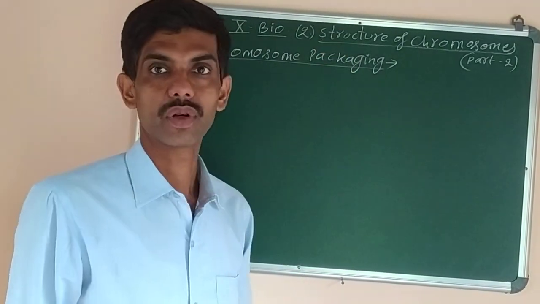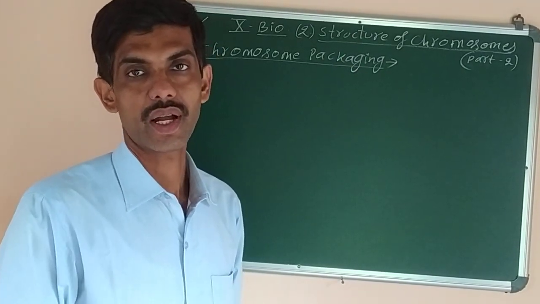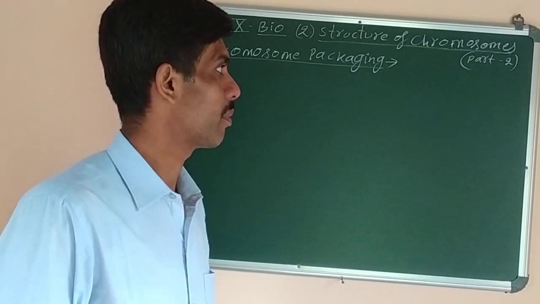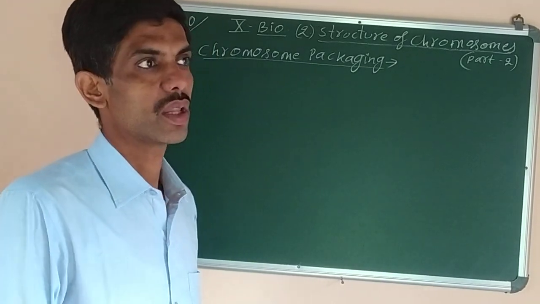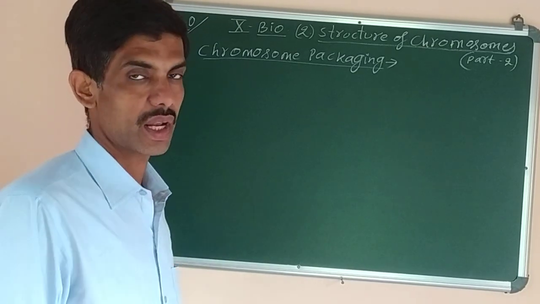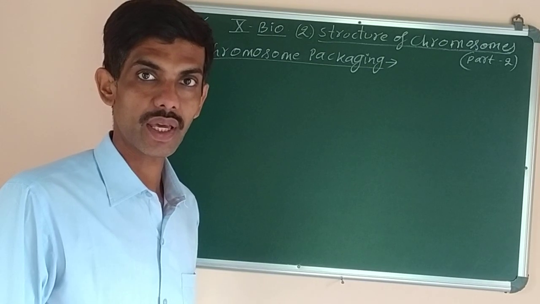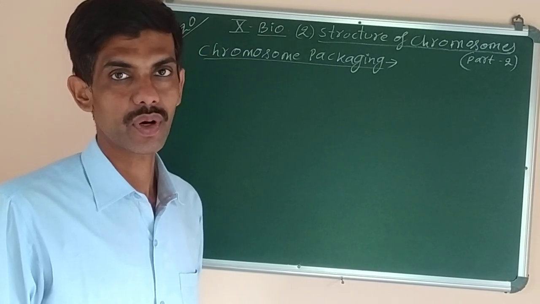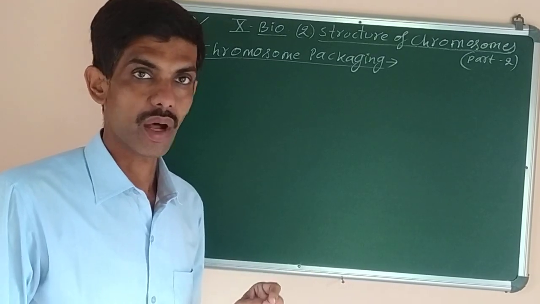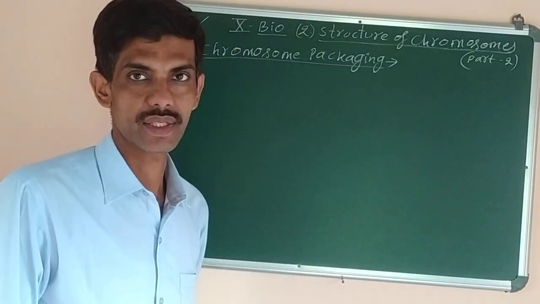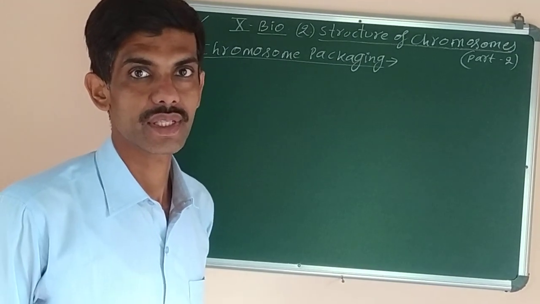Today we are going to continue with the second chapter, structure of chromosomes, which we had already started in the previous class. You remember that we had studied the different types of chromosomes based on the position of centromeres, like metacentric, submetacentric, telocentric, and acrocentric. These four types of chromosomes we studied according to the position of centromere. Now today we have to study chromosome packaging: how the chromosomes are packed inside the nucleus of a cell.